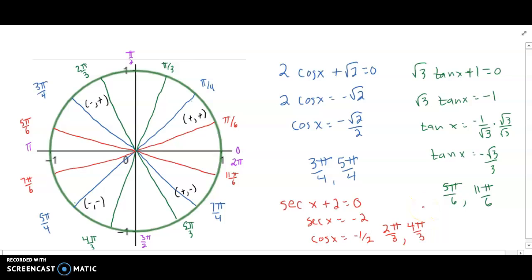In the next video we're going to look at what happens when it's not just x. What happens if there's a 2x or a 3x or something else, and we'll expand upon that.